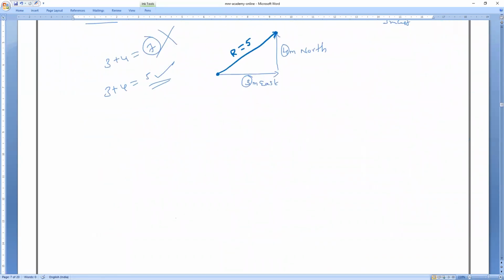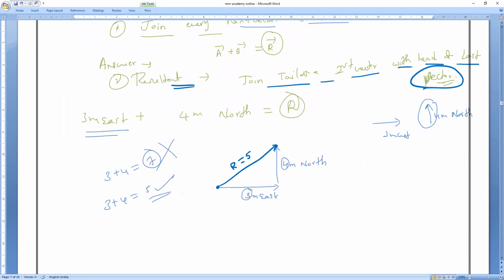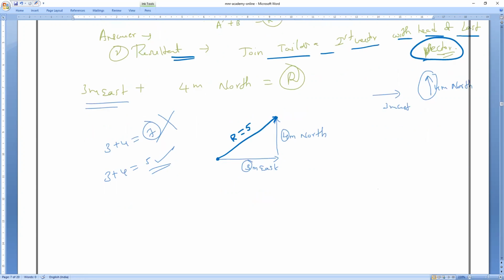Sir, one doubt. Ask me, Rudresh. Sir, if we put 4 meters north, and if we take 4 meters west, then we have to join head and head, sir? No, bring it and join on this side, otherwise the total will become the same direction. For example, first we have 3 meters east. Now you are saying the next vector is 4 meters west. Is it right? So bring that vector and join it on this side. That's all. Clear?